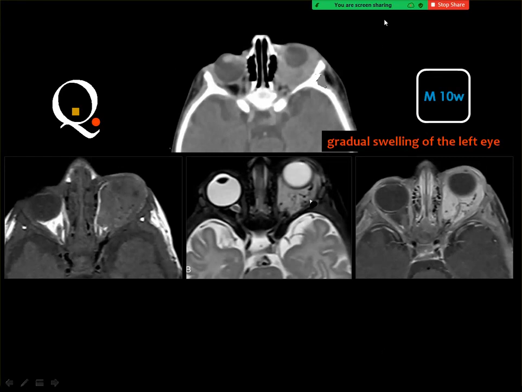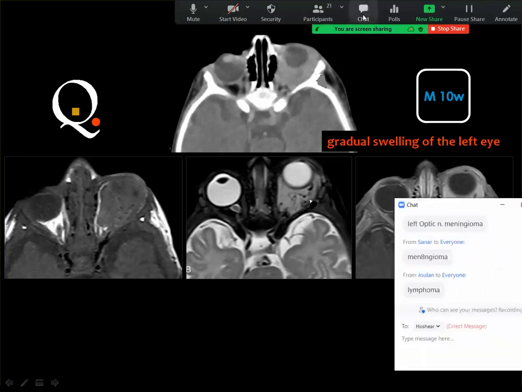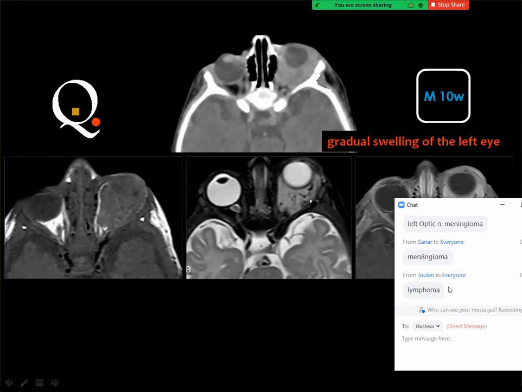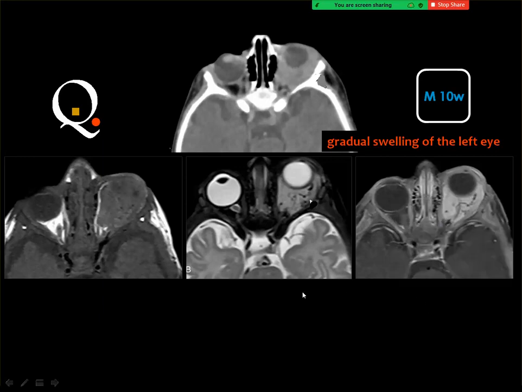Then another lesion in the orbit of an infant, 10 weeks old, with gradual swelling of the left eye. Yes, lymphoma, maybe lymphoma, but if you look carefully, hemangioma, yes, and some of the answers are right. If you look carefully, you can see some of the vessels running through the lesion.